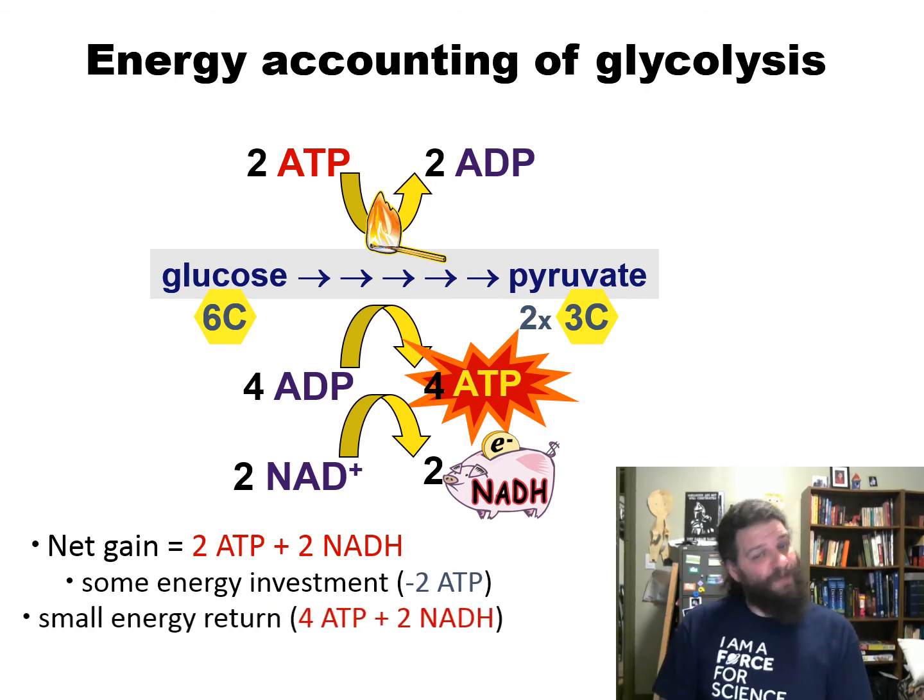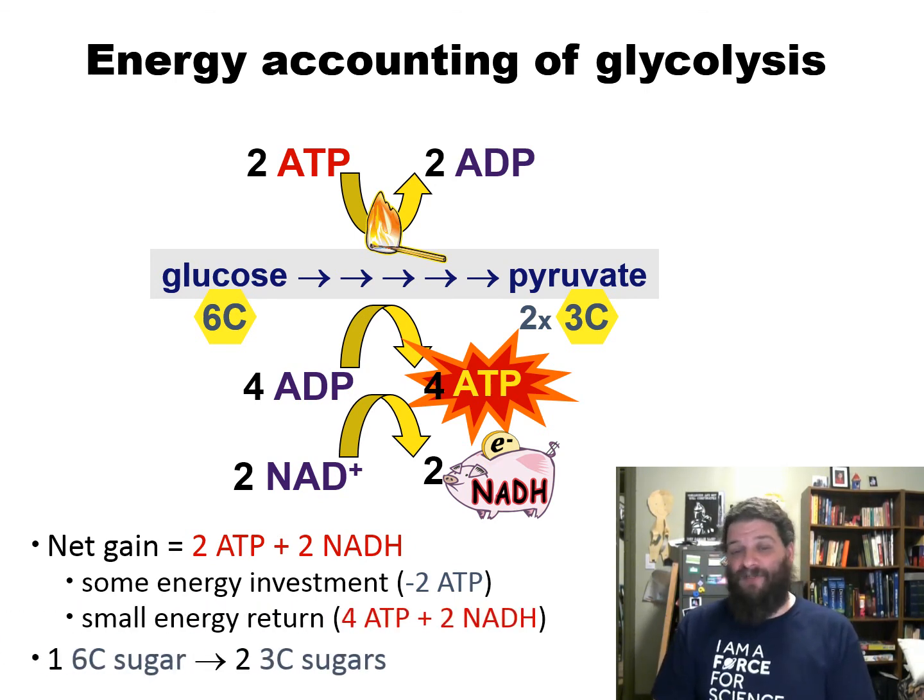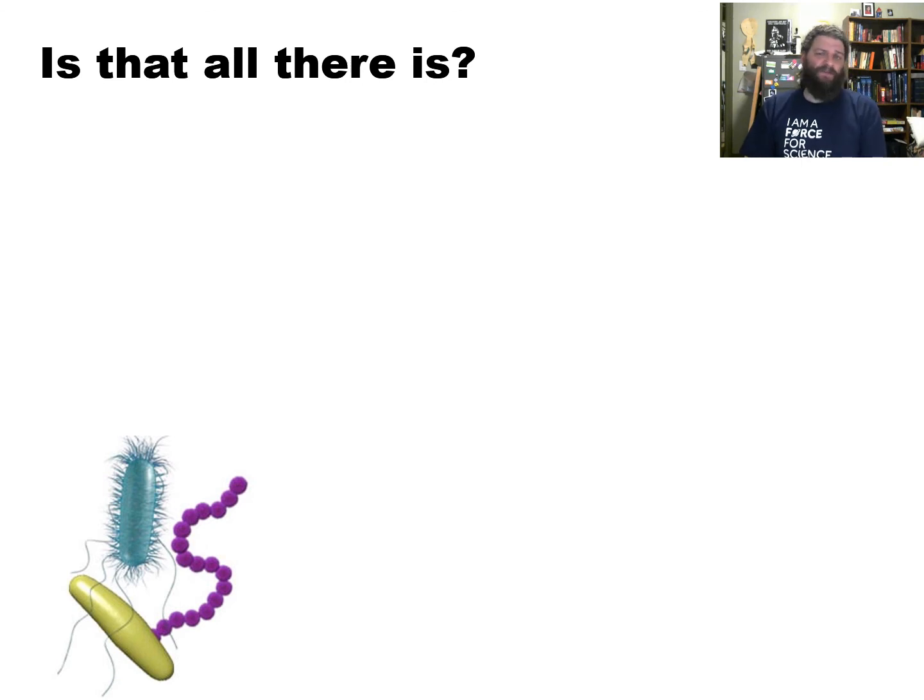So the net gain here is going to be the 2 ATPs and the 2 NADHs. Even though we do have to put some energy in, we get a little bit of energy out, and we break that 6-carbon sugar into 2 3-carbon sugars. So that's it, 2 ATP molecules for every glucose molecule.